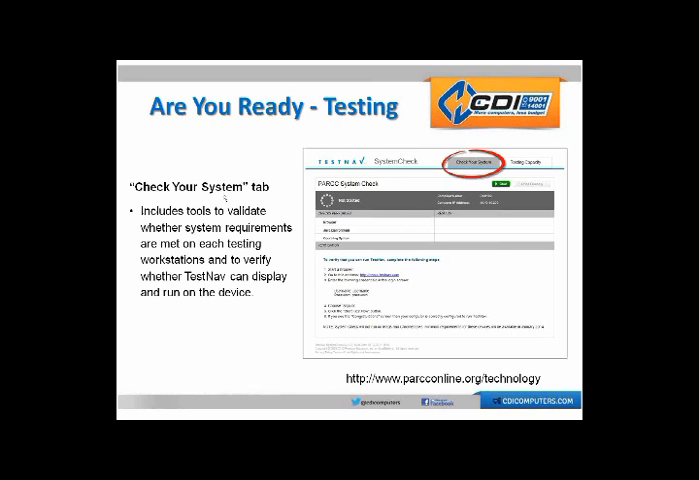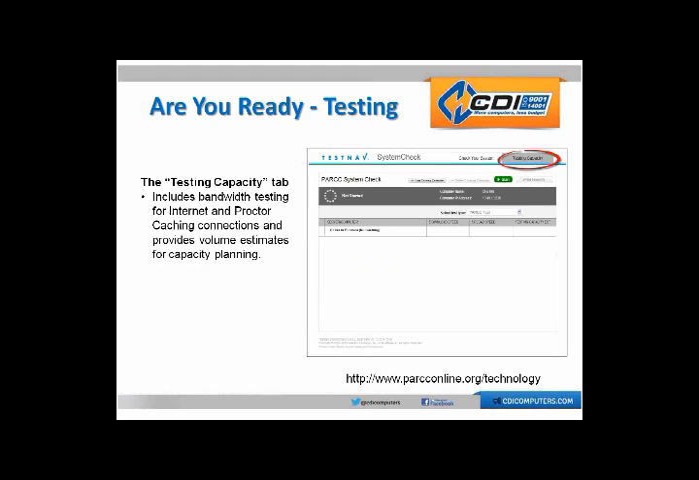You have the ability to test the system to make sure that it will do everything it needs to do to meet the minimum specifications for the state testing. And you have the ability to test the capacity of your network or your infrastructure. So in this case, you would type in a number of criteria, how many children you have, what the bandwidth is, et cetera, and it will tell you whether you need to upgrade your infrastructure or not.